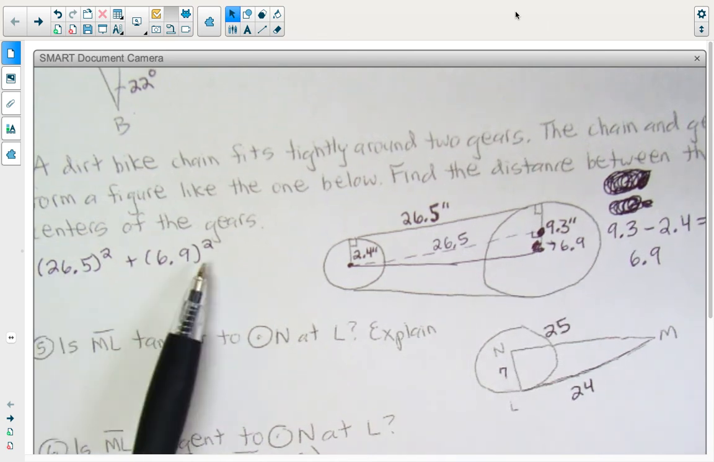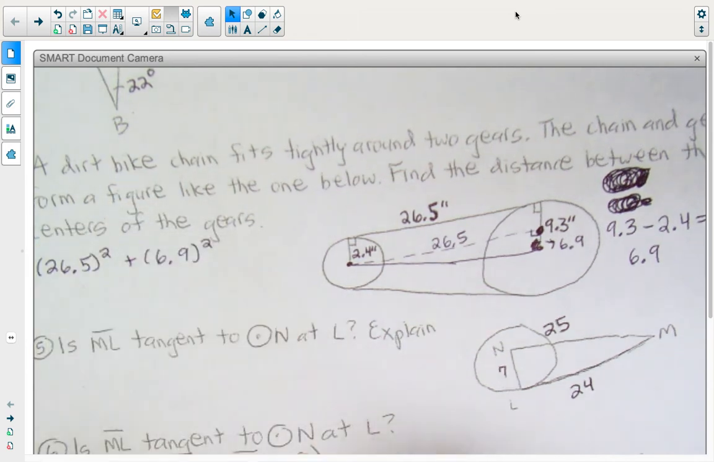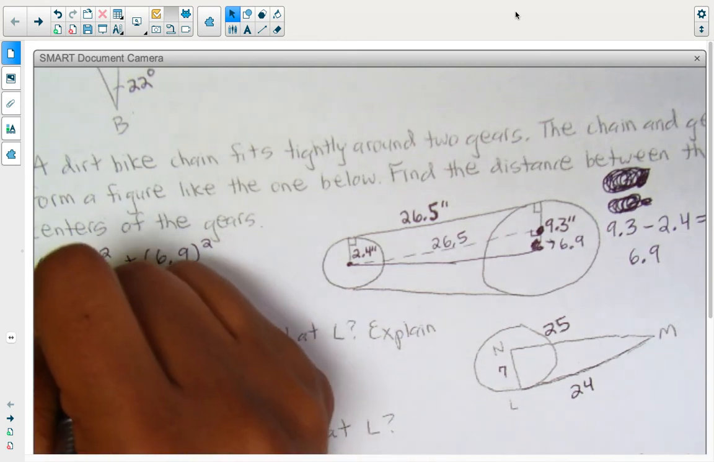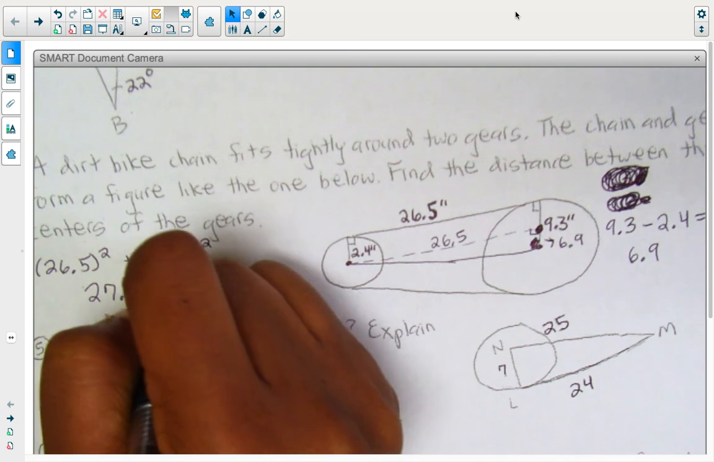So we can plug this in any kind of calculator, the leg length squared. So that is going to give me 749.86. And then you have to take the square root. So my total is 27.38 inches.